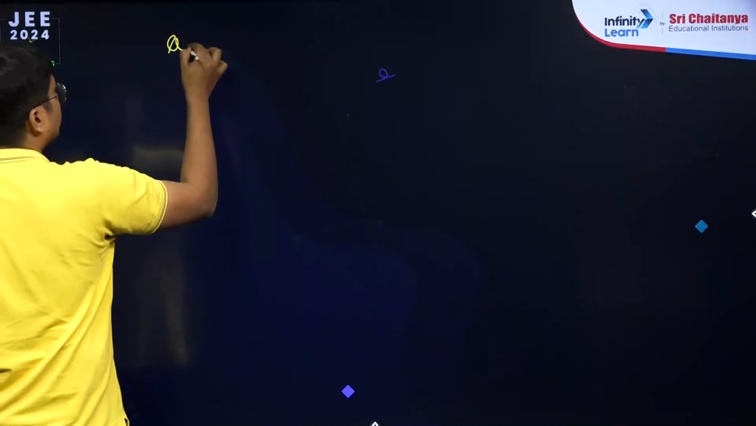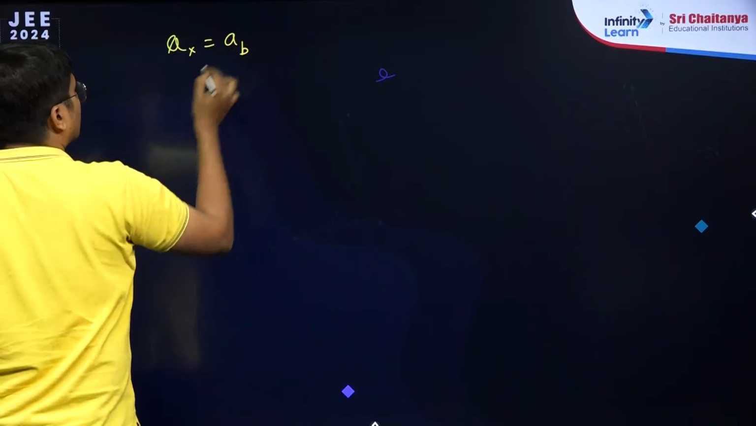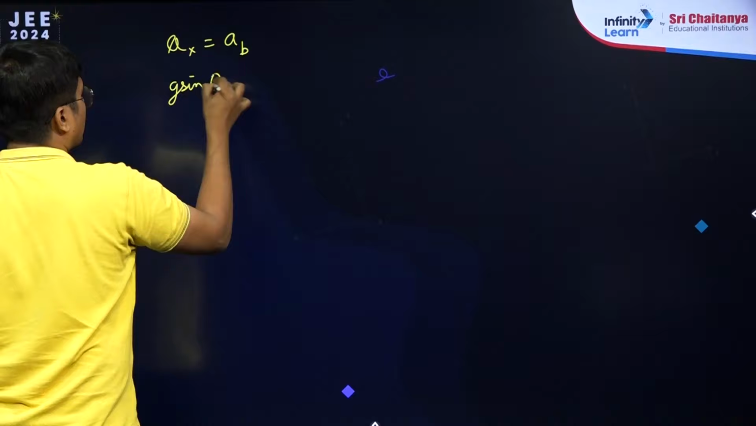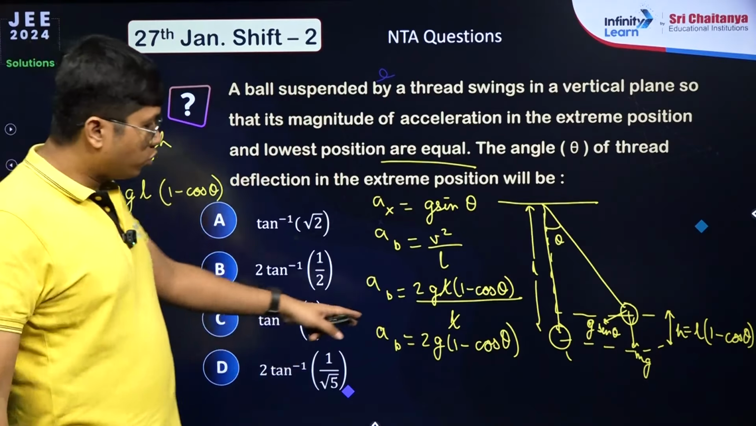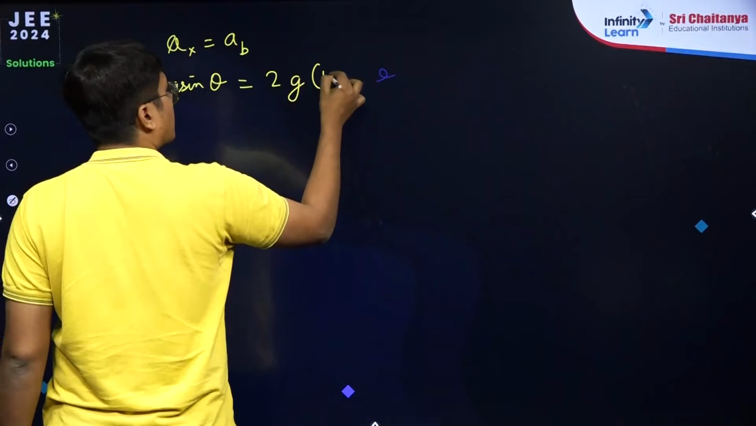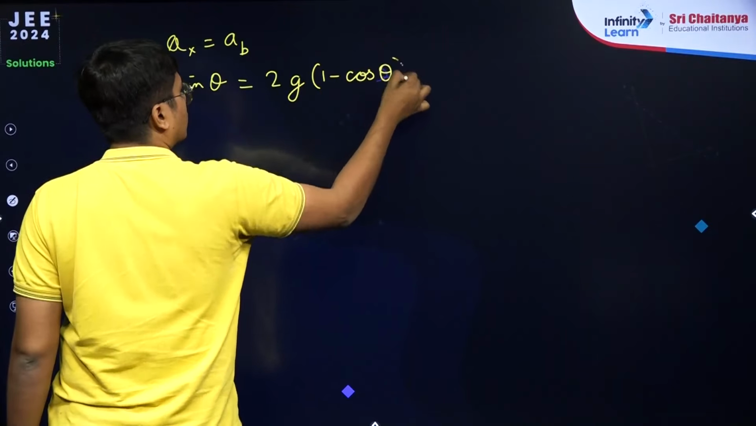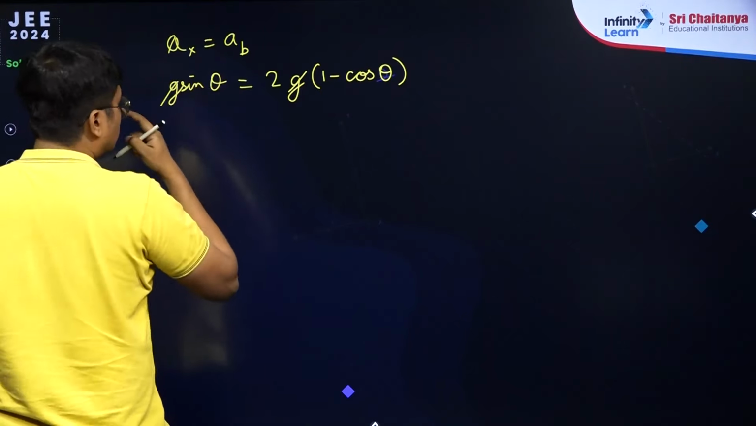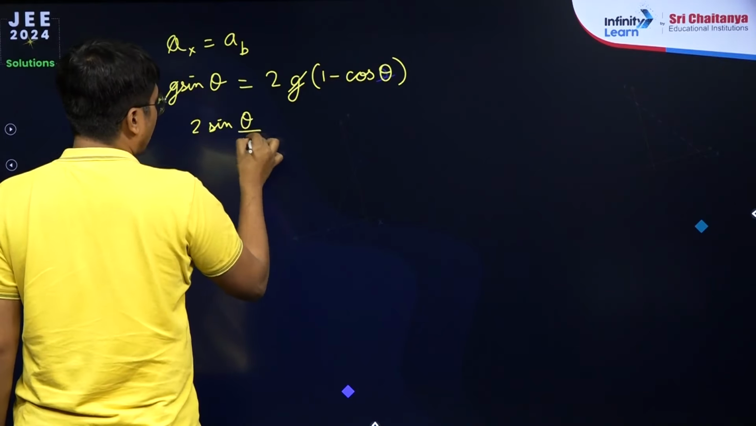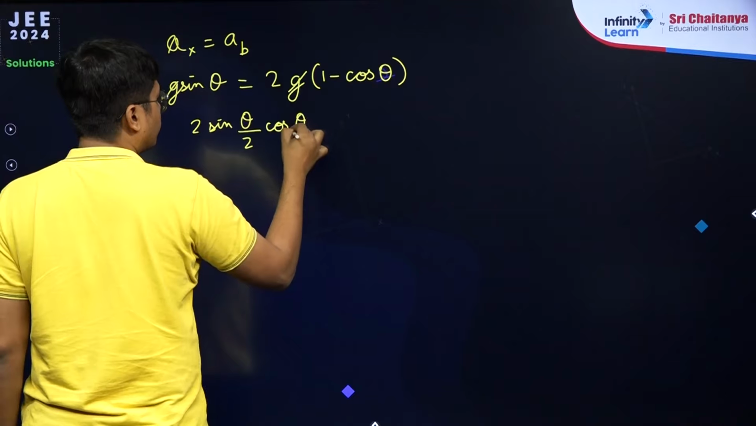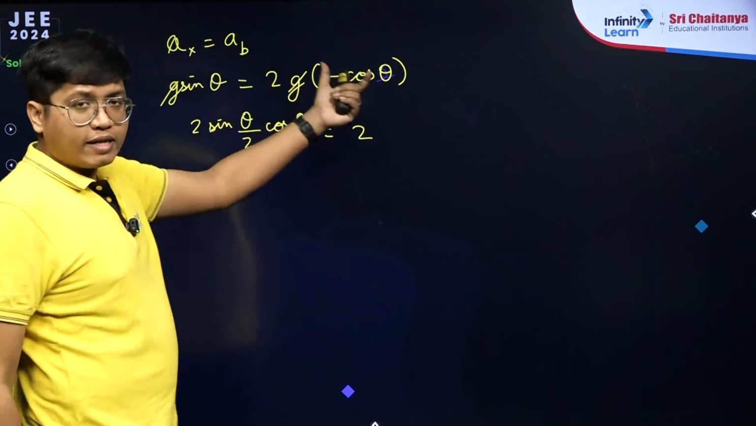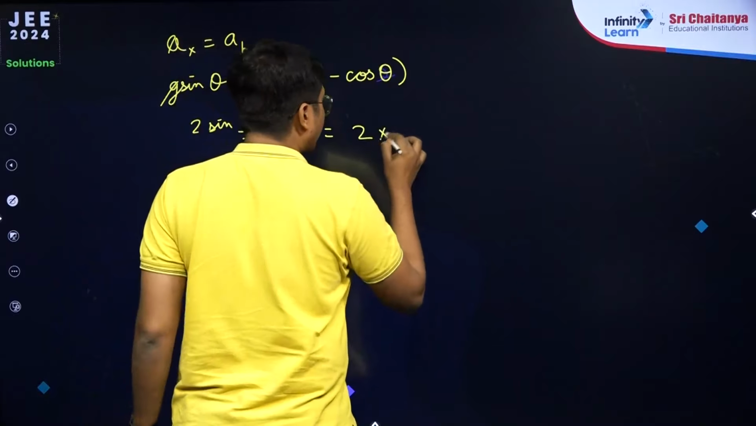Let's put that in. AX is g sine theta and AB is equal to 2g into 1 minus cos theta. Take the g's out. So sine theta, let's break it up into 2 sine theta by 2 cos theta by 2. And on the other side, leave the 2 as is. 1 minus cos theta can be written as 2 sine square theta by 2.